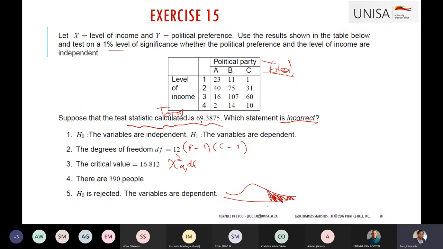Are we done? Yes. Okay, is number one correct? Yes. Number one is correct because the null hypothesis is independent and the alternative is dependent. Degrees of freedom? No, it's wrong. How many rows do we have? Four. Four minus one. And number of columns? Three. Three minus one. So therefore it's three multiplied by two, which equals six. The critical value is of 0.01 and 6, we go to the table.